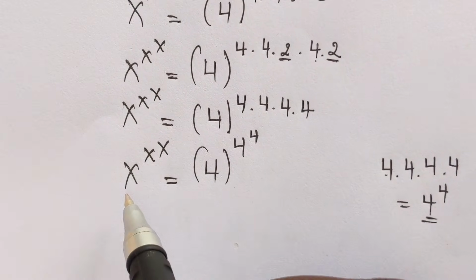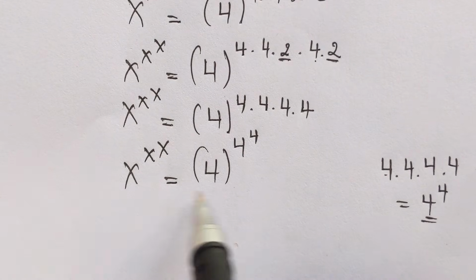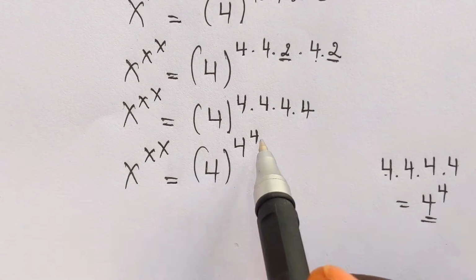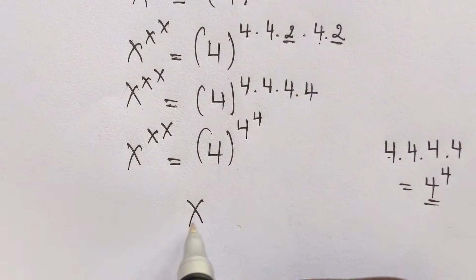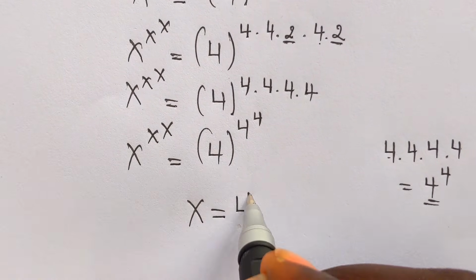At this stage we have same base, same power, and same power again. We shall say that our x is equal to 4.